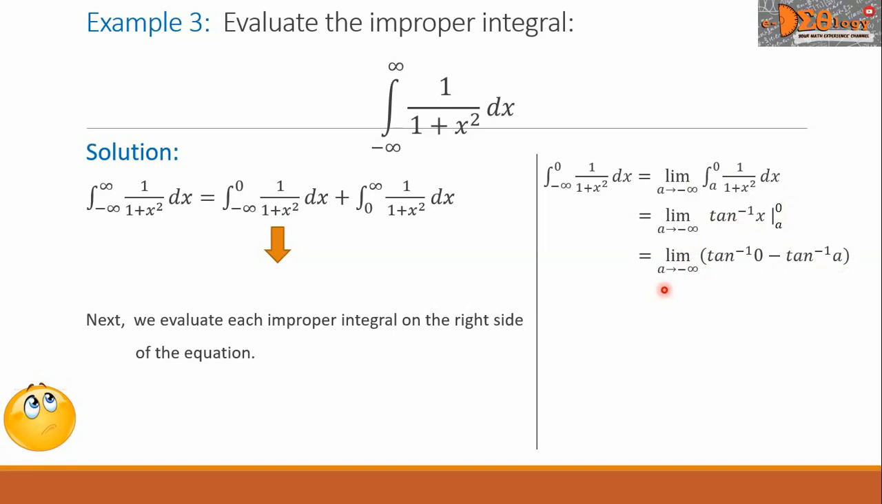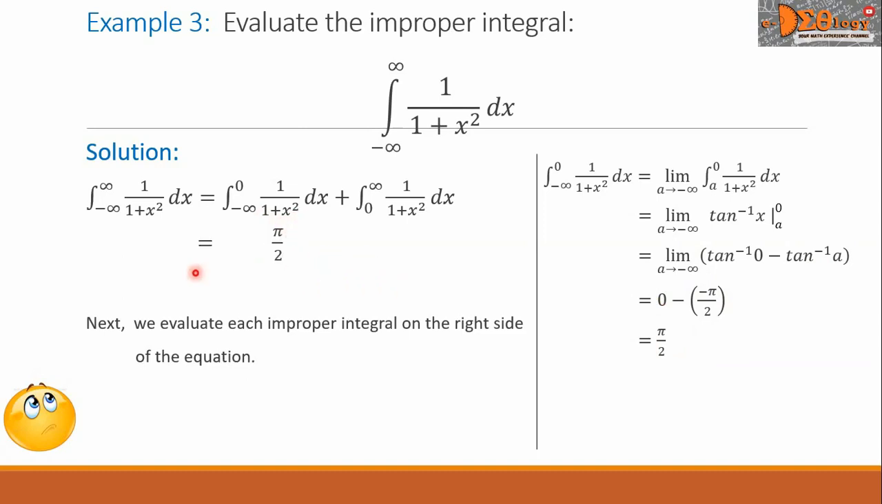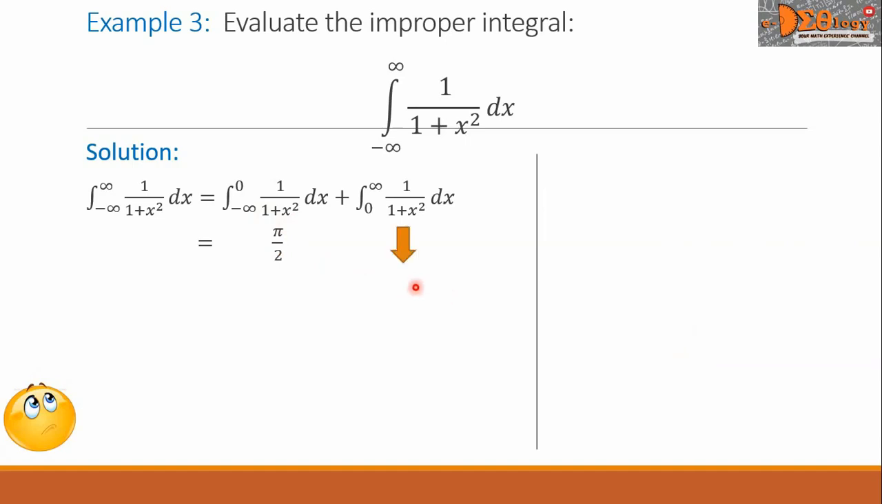Evaluating the limit as a approaches negative infinity, this tangent inverse 0 will simply be 0 minus the tangent inverse a, which as a approaches negative infinity will give negative pi over 2. So 0 minus this value will be positive pi over 2. So this is the answer for the first integral. Let us substitute this below that integral. Let us now solve the second integral.